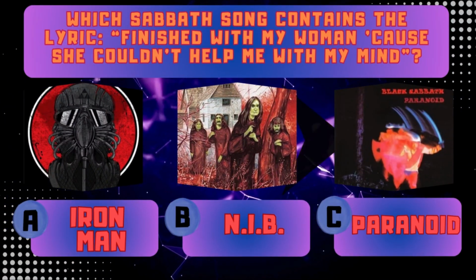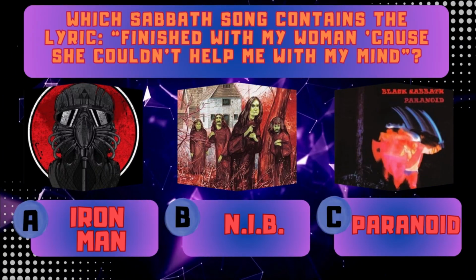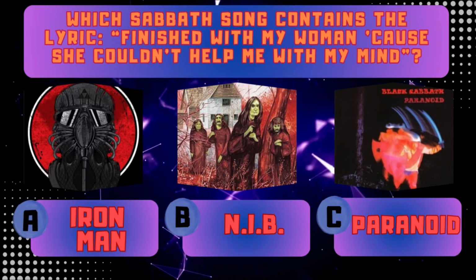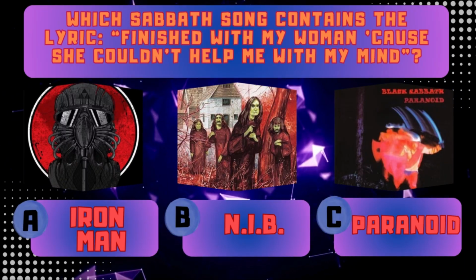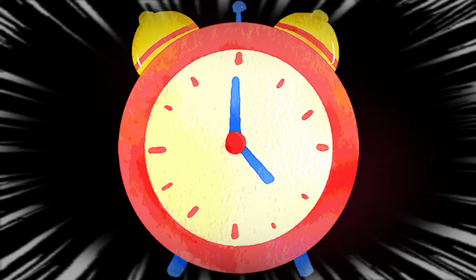5. Which Sabbath song contains the lyric, "Finished with my woman 'cause she couldn't help me with my mind"? A. Iron Man. B. N.I.B. C. Paranoid. You have 5 seconds to answer.